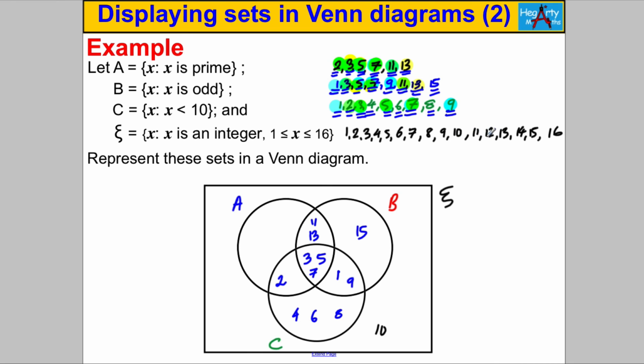11 is dealt with. 12 is not, so 12 should go out here. 13 is, 14 is not, so 14 should go out here. 15 is here, but 16 is not, so we put a 16 here. And that there is our picture for this example, and we're done.